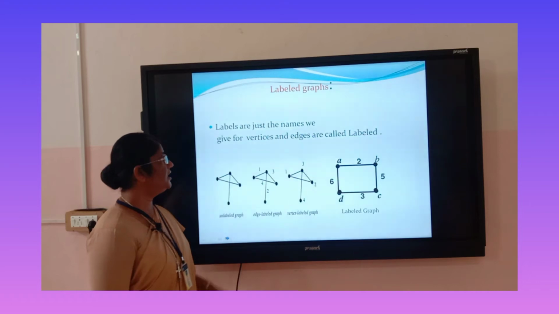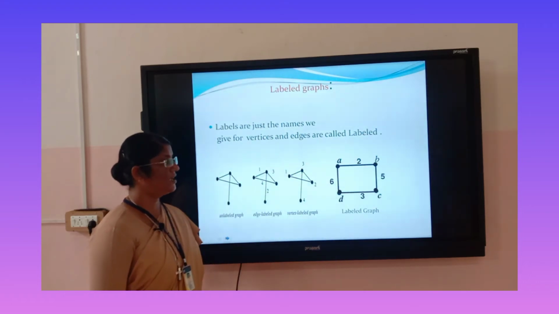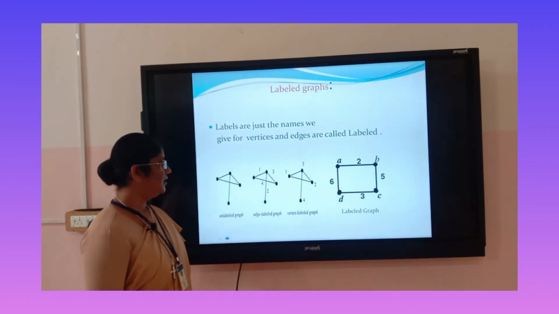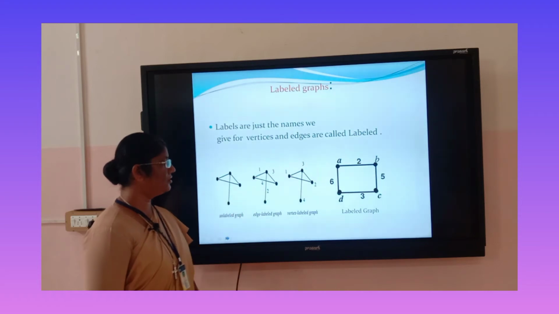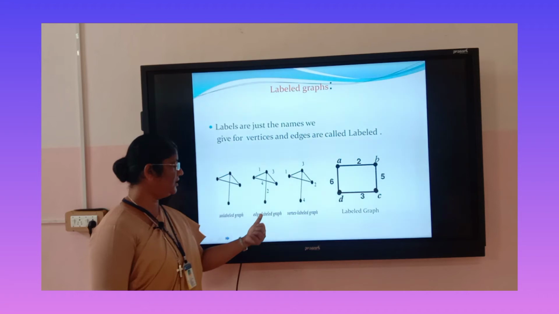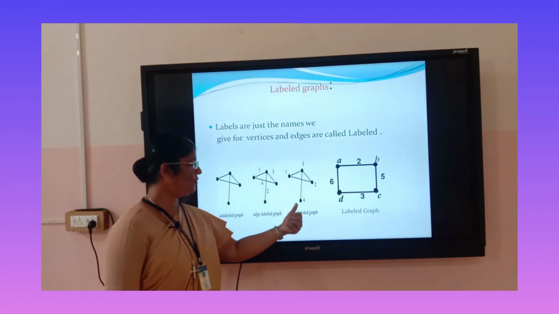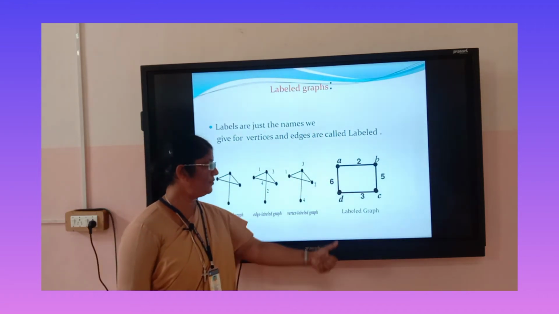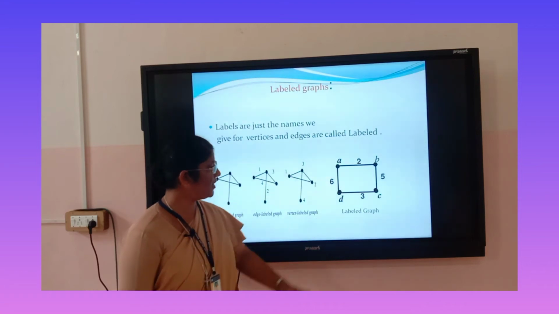The definition of labeled graphs. Labels are just the names we give to vertices and edges. Here I have given four graphs. The first one is an unlabeled graph. The second one is an edge labeled graph, the third one is a vertex labeled graph, the fourth graph is a labeled graph.